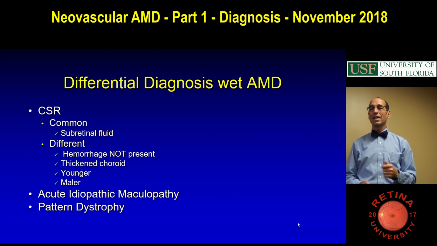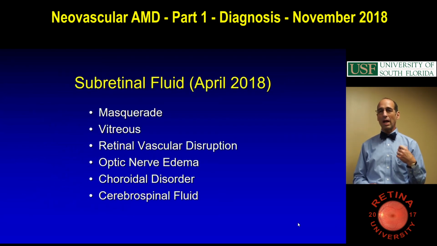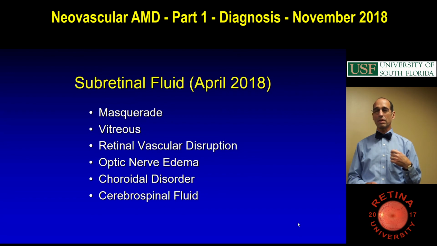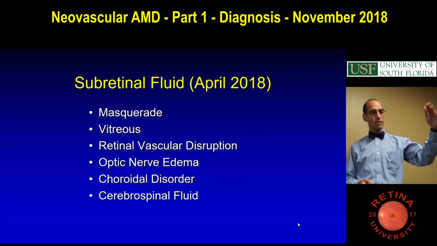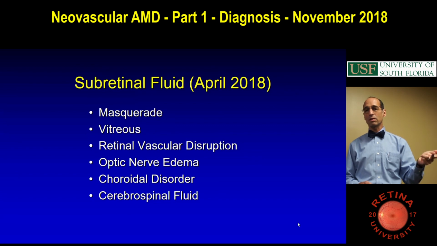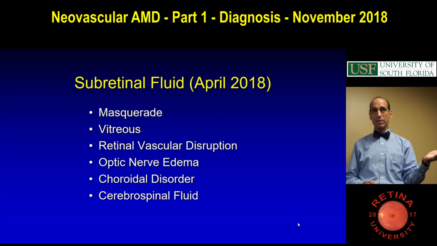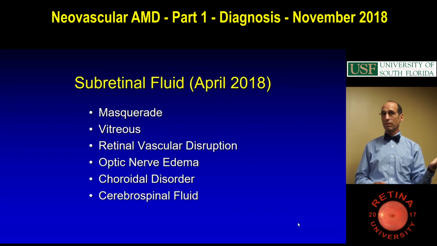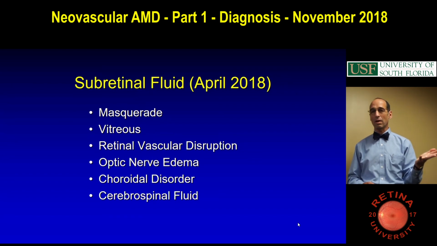And then acute idiopathic maculopathy and pattern dystrophy. I went back to our April lecture I did on subretinal fluid, and I think you could put all of these in the differential. This is not in your book, but we talked about the different sources of subretinal fluid. It can come from the vitreous, the retinal vascular disruption, optic nerve, choroidal, and cerebrospinal fluid. I have seen people with optic nerve pits who were treated for wet AMD for a long time. It doesn't respond because it's not wet AMD.